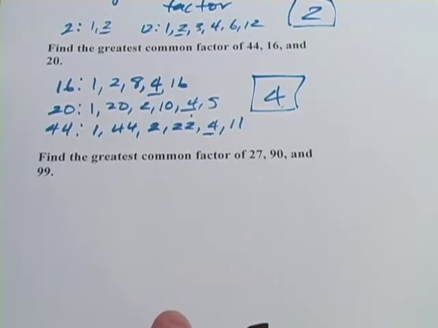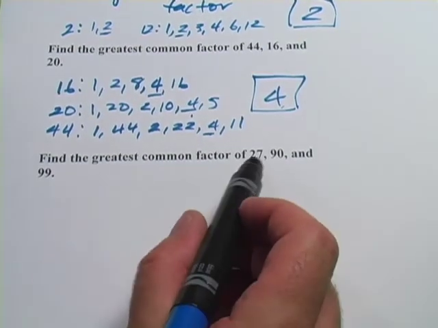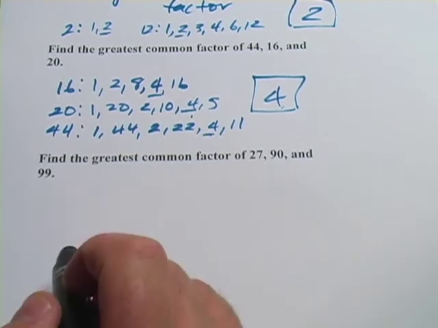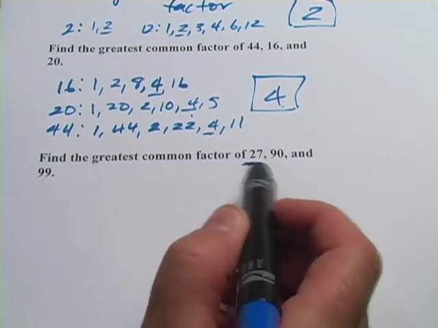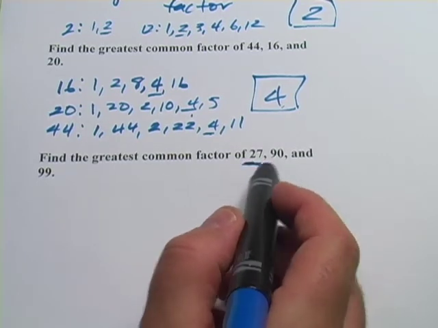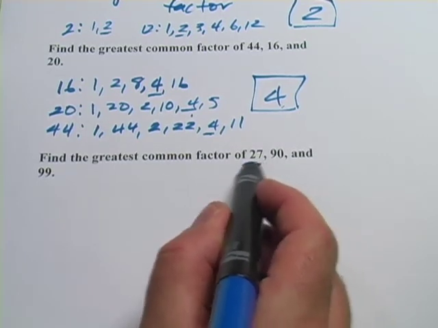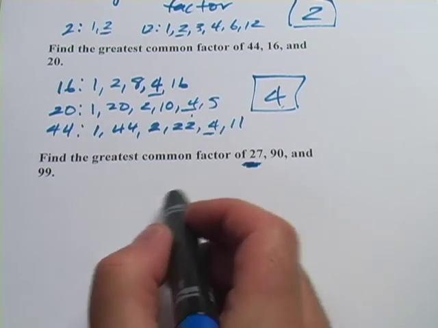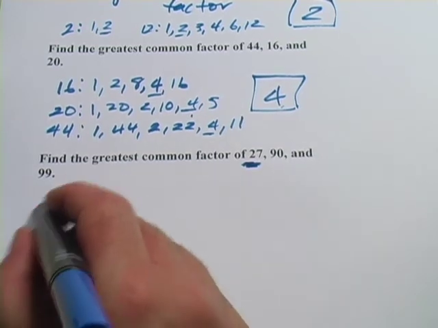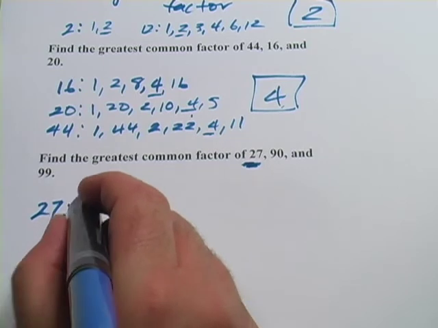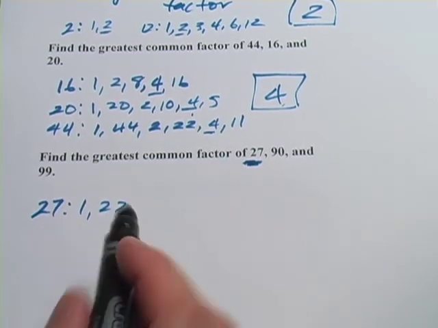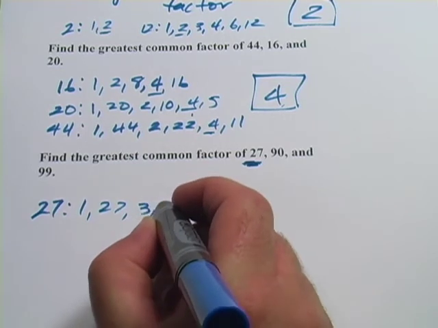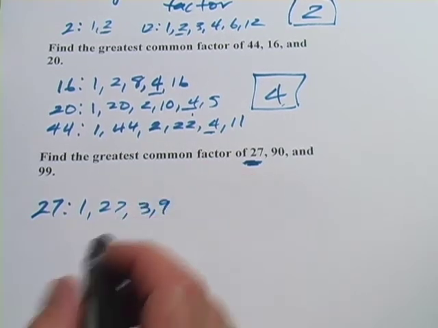Let's look at one more here. This one says find the greatest common factor of 27, 90, and 99. I'm going to start with the lowest one again because we'll run into a kind of a limit. This will have lower factors than the larger ones. So we'll start there. It's a good place to start. So 27, let's see, we've got 1 and 27, of course. And it's not divisible by 2. 3 times 9. So 3 and 9.